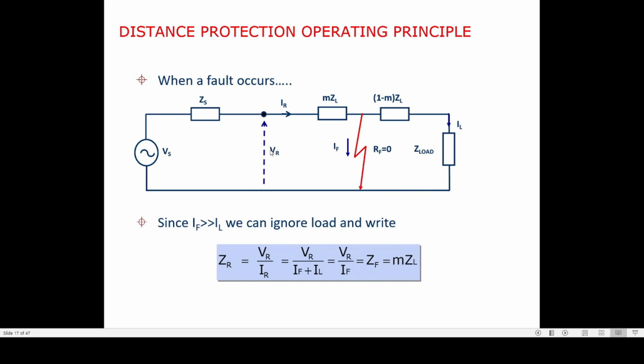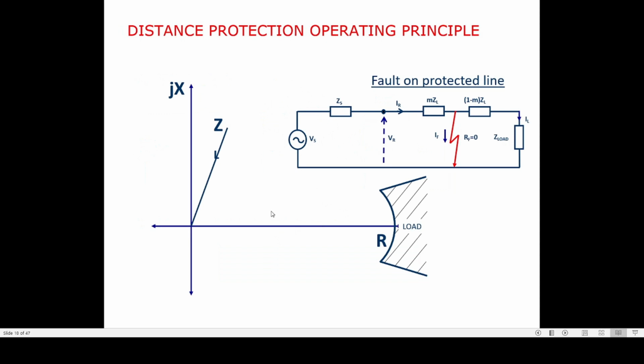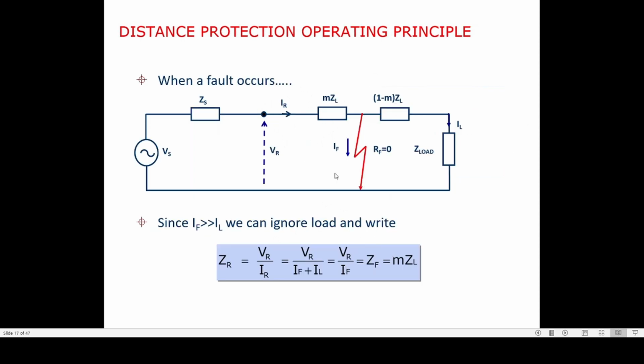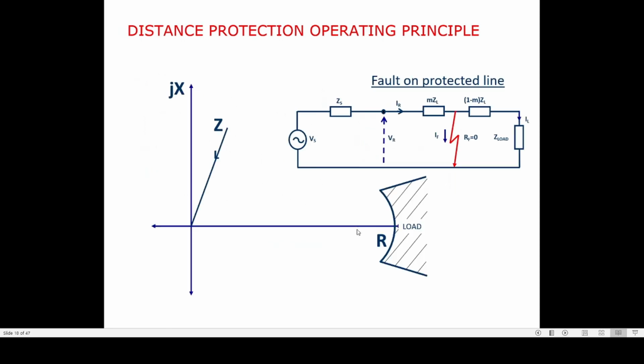That means the impedance measured by this relay will be the actual impedance up to this fault point. You can see from this that the impedance measured by the relay up to the fault point is independent of this source impedance, which was one of the problems in the overcurrent relay.